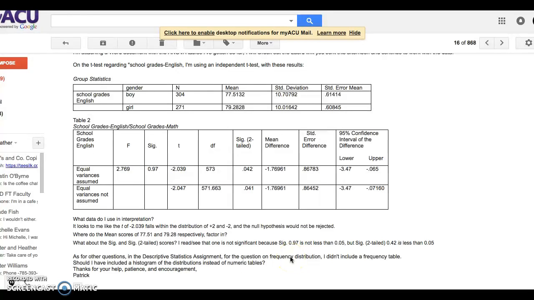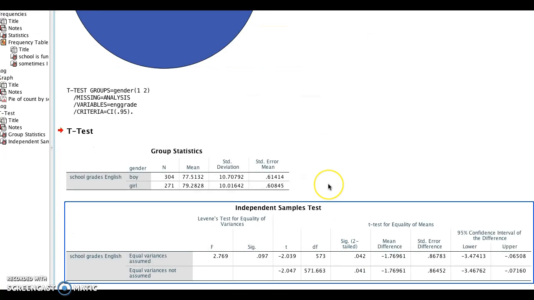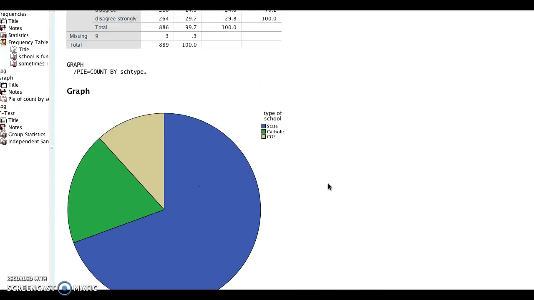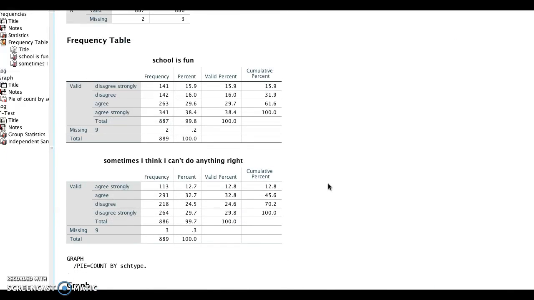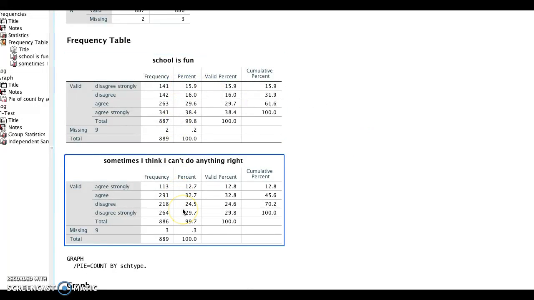So I think that's good for that question. As far as your other question, the descriptive statistics assignment, frequency distribution, you didn't include a frequency table. You would have wanted to include a frequency table. Let me see if I ran one real quick in SPSS. I'm switching over to SPSS now because I've been playing around with SPSS. Okay, here's a frequency table I ran on School is Fun, and Sometimes I think I can't do anything right, those two variables.